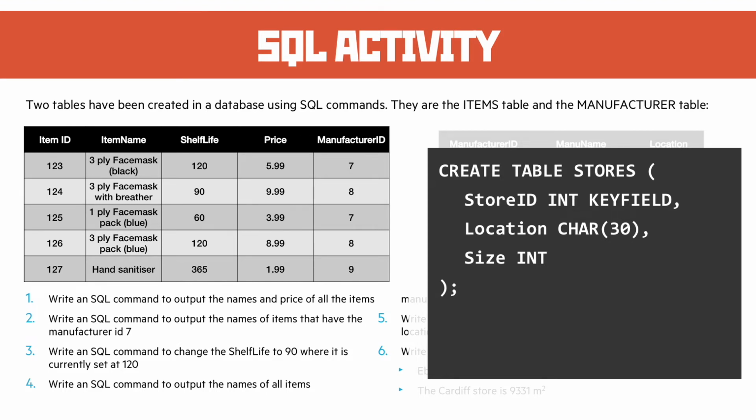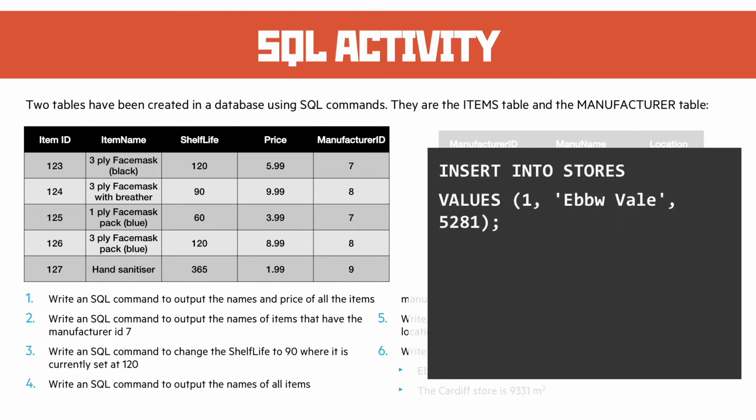And then inserting records into it, insert into stores values, and then those values need to be in the same order that you created the fields in. Key field, name of store, square meters. Same for the next store, same sort of style.